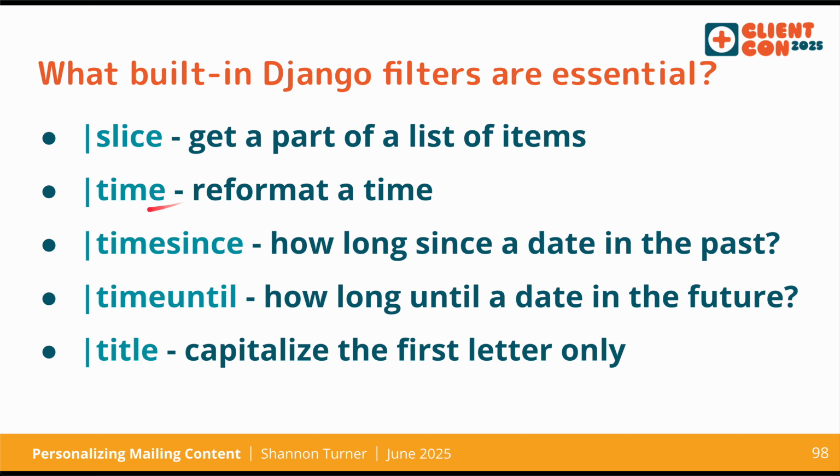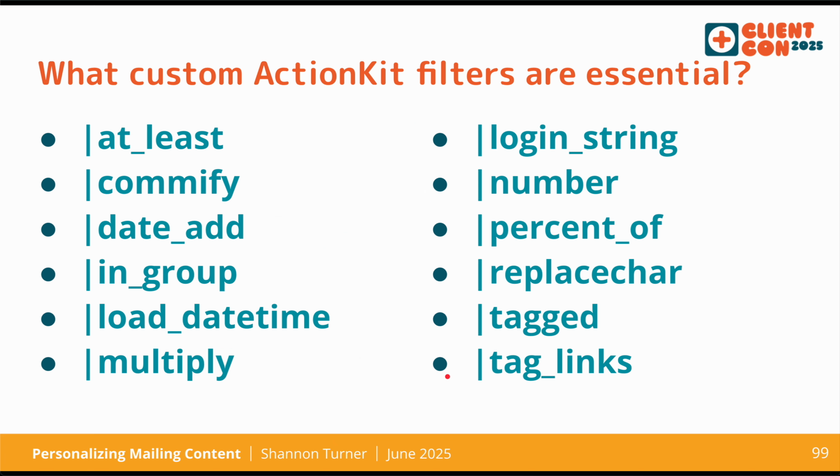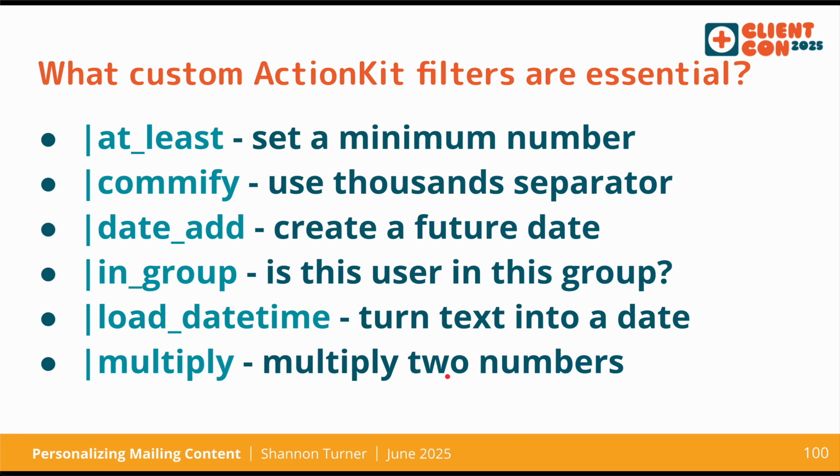Time is similar to date because it lets you reformat a time. Time since and time until lets you say, oh, this event is going to be 2 days from now, or thanks for coming to this event 2 days ago. And then title lets you capitalize the first letter of your text. Here are a handful of custom ActionKit filters that I use most often and I see clients use frequently as well. So these are all also linked to the documentation. I'll include the links in the description.